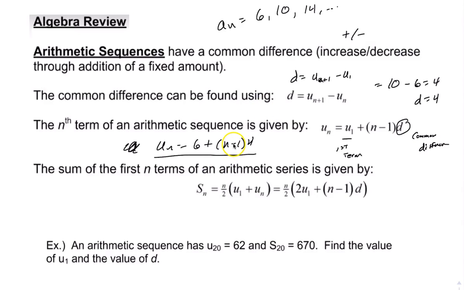If you want the fifth term, plug in 5. If you want the sixth term, plug in 6. If I give you a term value like 300, and I want to know what term it is, plug it into this part and solve for n.